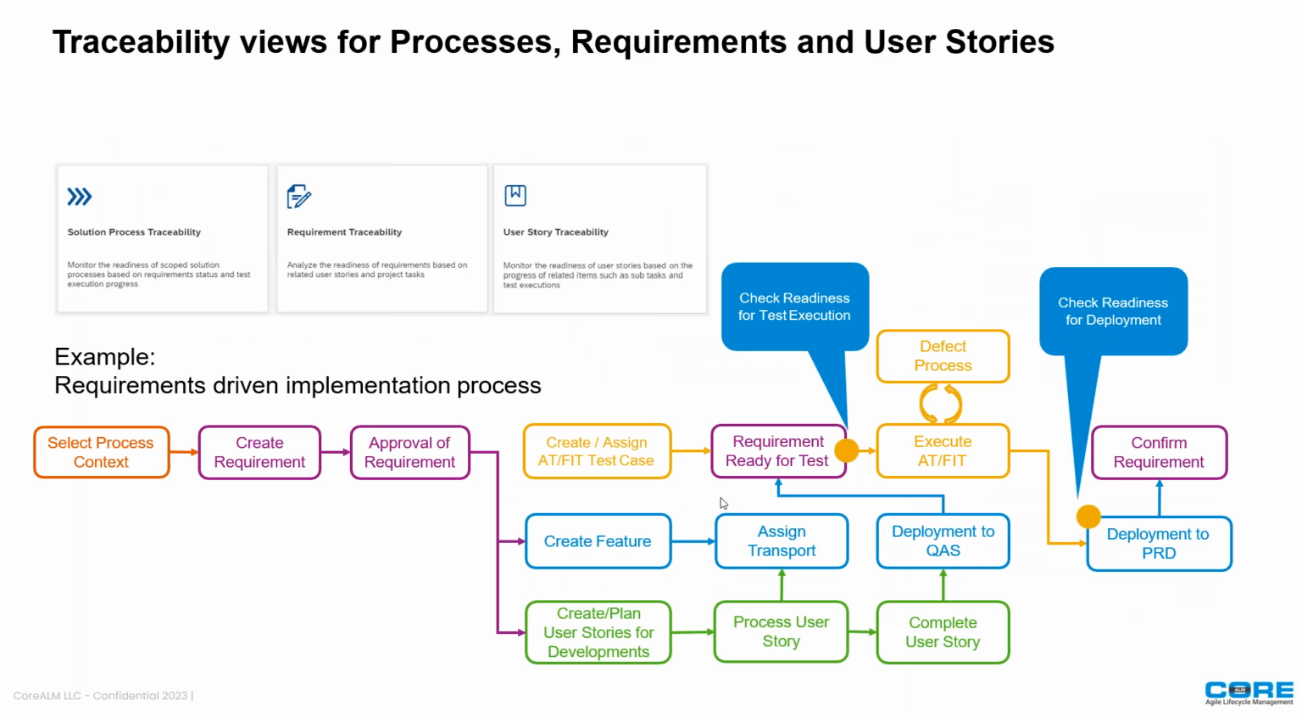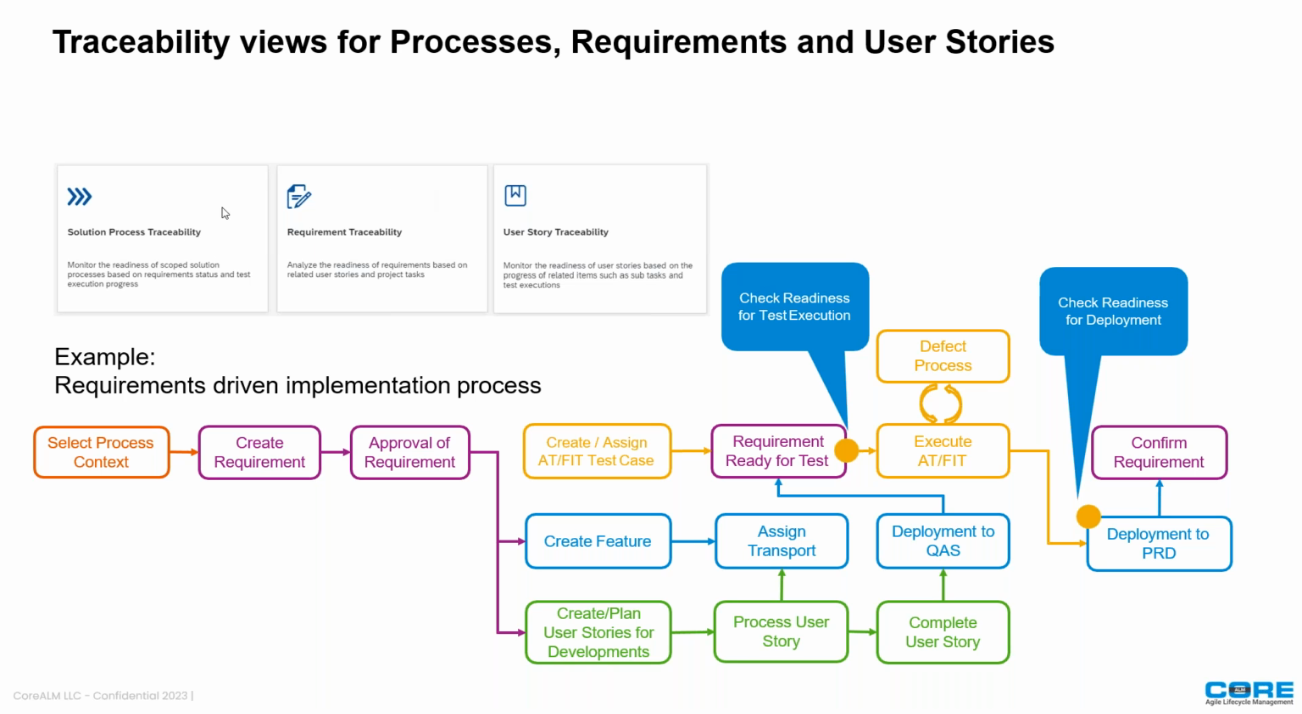There are different traceability views for the process requirements and user stories. There are going to be three very important tiles, as you see here in the example. In each one of these, you're going to have different requirements in different statuses, and at some point you can have features, user stories, and test cases. So the goal would be to track all of these different statuses in multiple different dashboards.